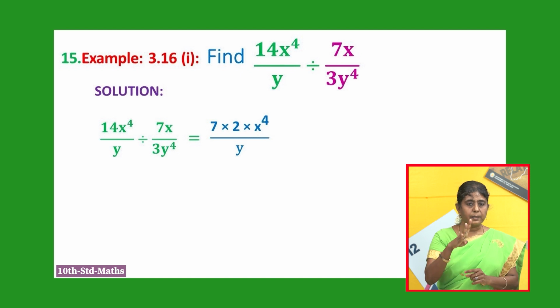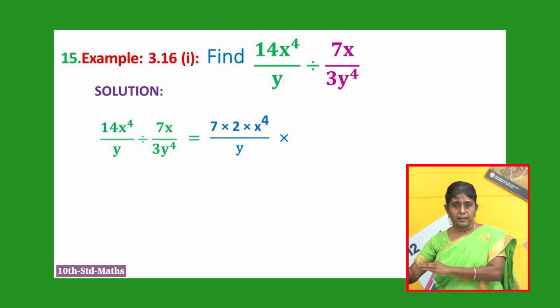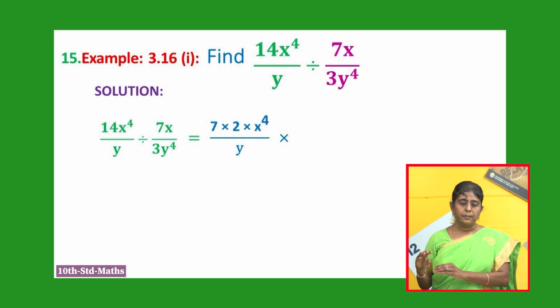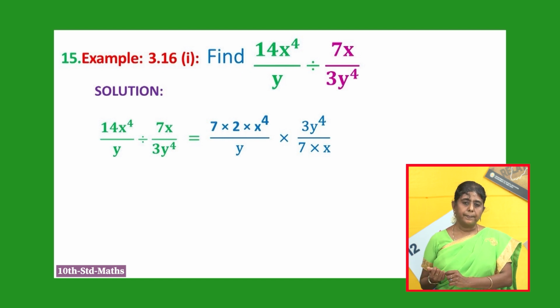That 14 we can write as 7 into 2, x power 4 by y. For division, what we have to do is change the division symbol to a multiplication symbol. The 7x by 3y power 4 on the right side of the division sign, we have to write in reciprocal form. So 3y power 4 should be in the numerator, 7x should be in the denominator. Now let us do the cancellation after that.